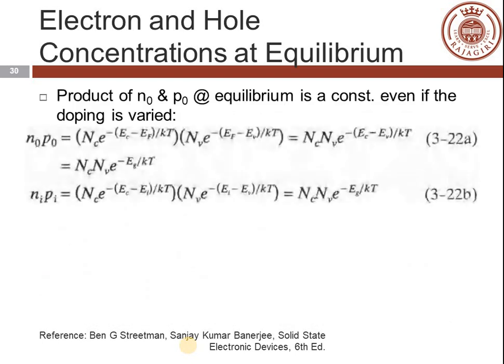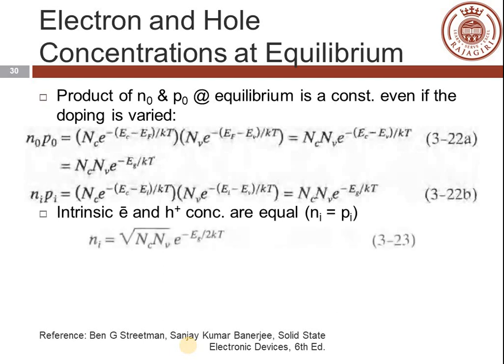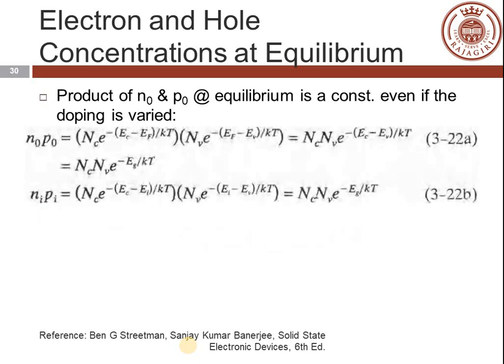So when you do that mathematical calculation, we will get both n0 times p0 and ni times pi as Nc times Nv times e raised to minus Eg divided by kT. So that means both are equal. n0 times p0 is equal to ni times pi. That you will get.